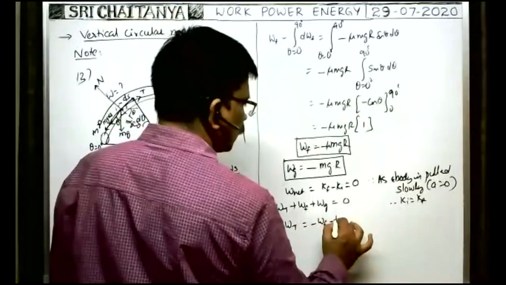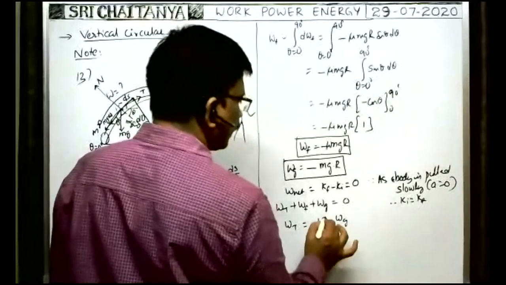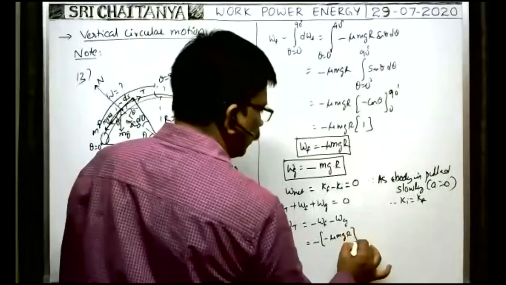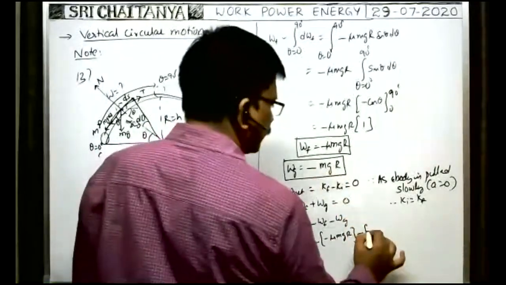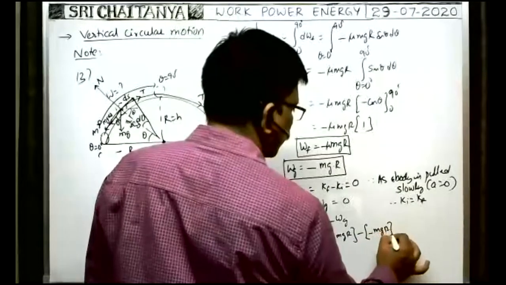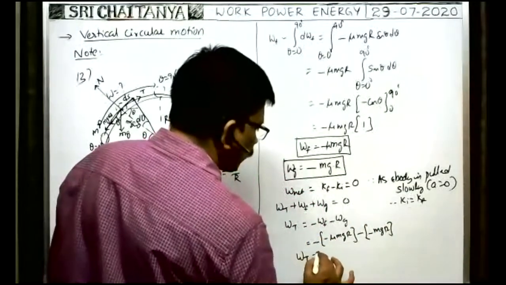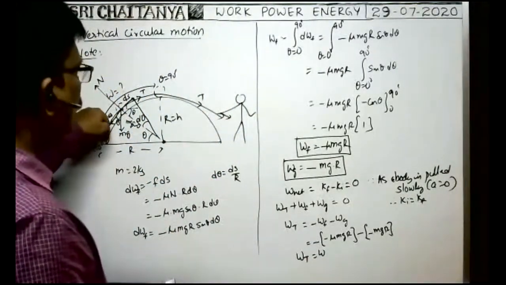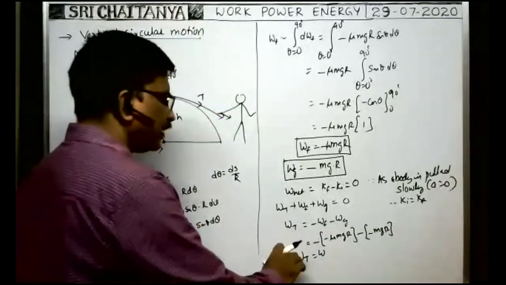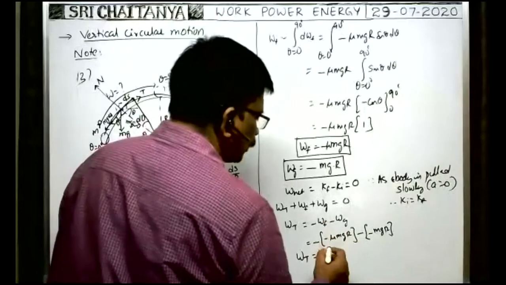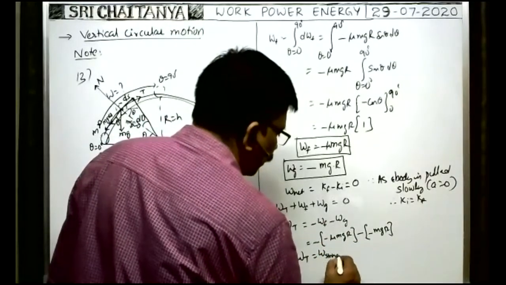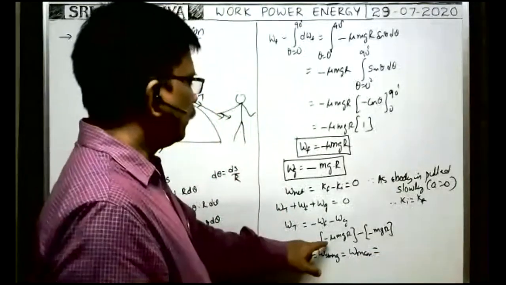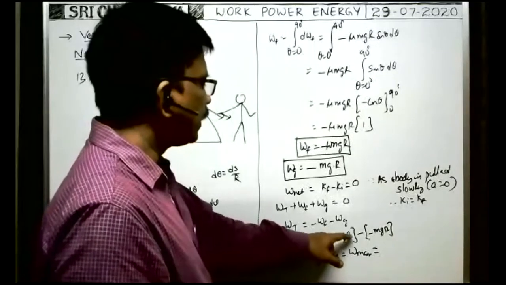From this, work done by tension is equal to minus work done by friction minus work done by gravity. So minus work done by friction means minus minus mu mgr, and minus work done by gravity means minus minus mgr. Therefore, work done by tension, or work done by man, because work done by tension means work done by the string, which is pulled by the man, all are the same. Work done by string, tension or man is equal to plus mu mgr plus mgr.